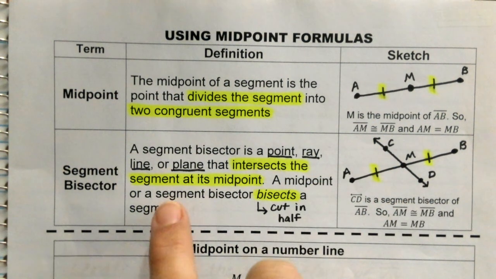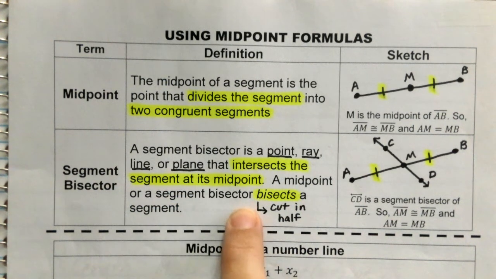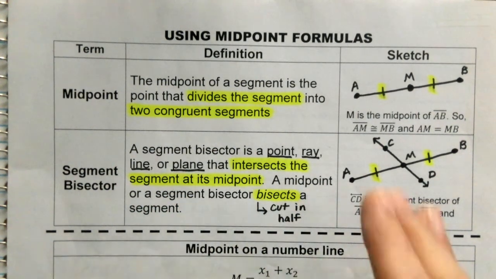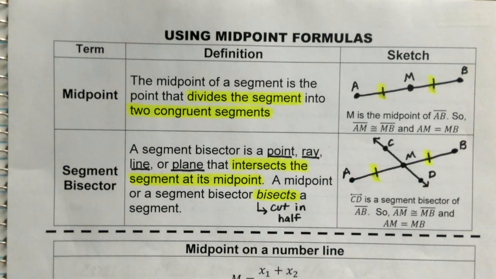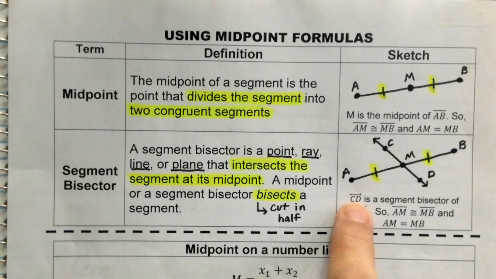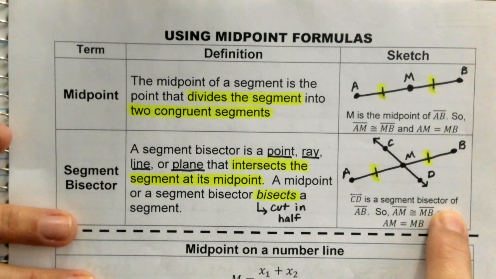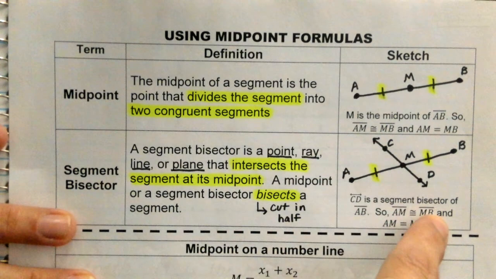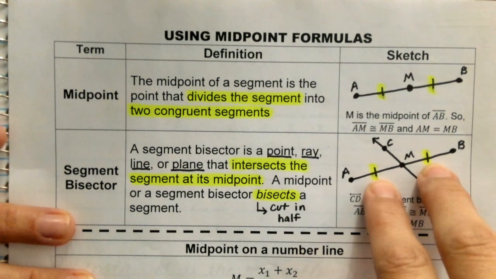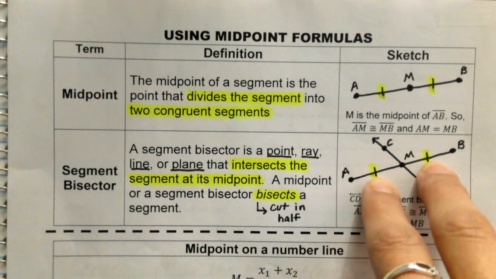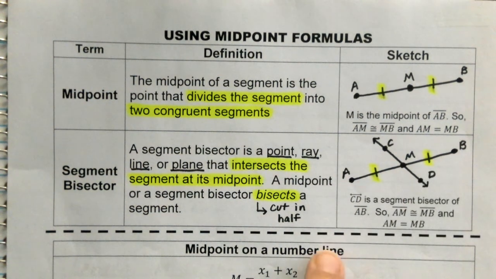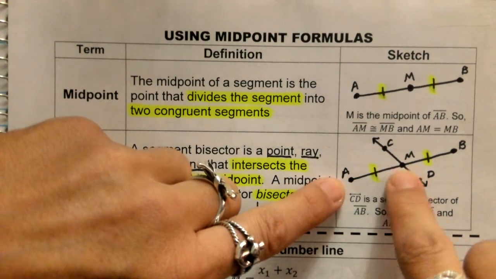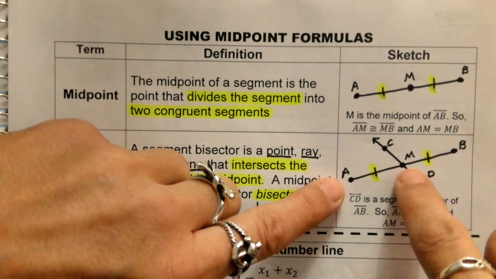A midpoint or a segment bisector bisects, or cuts in half, a segment. So it's going to slice it directly in half. Here it says that line CD is a segment bisector of segment AB. That tells us this is cutting it directly in half. So we can mark two congruent markings, which I've highlighted again so they stick out. Again, the exact same thing we said up here: segment AM is congruent to segment MB.